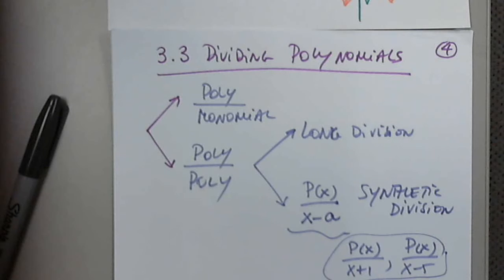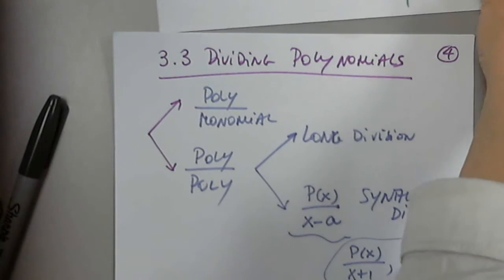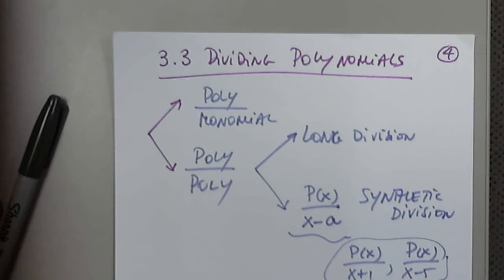But as I mentioned, the second possibility is limited. That one works for anything you want, except that one. Okay? That's a totally separate situation. This can be done with synthetic division. Long division works for everything except this. Okay, I'm going to start with a simple example of a polynomial divided by a monomial.